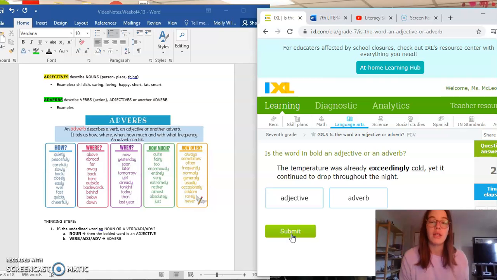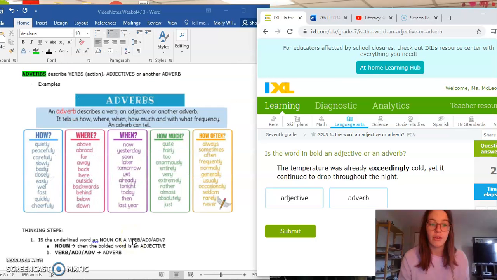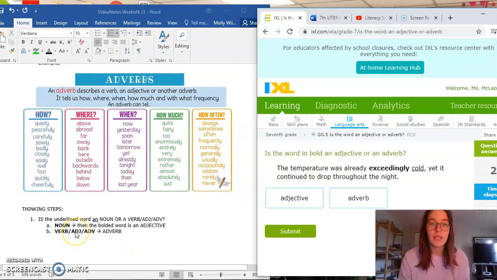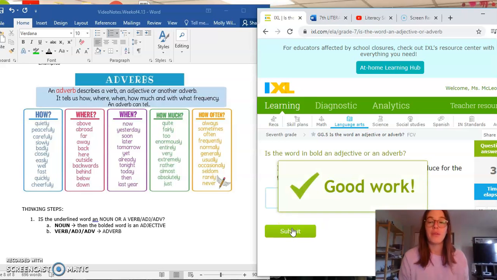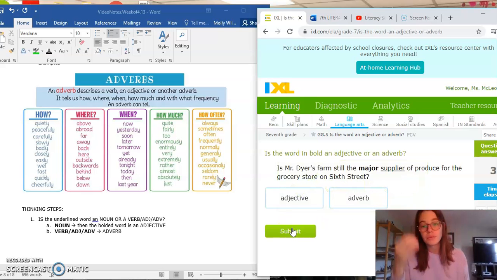The temperature was already exceedingly cold. Cold describes temperature, which is an adjective. So since it's an adjective that's underlined, that means an adverb is describing it. Plus I see it ends in ly. And how cold is it? That's a word that describes how cold something is. So adverb. I'll do one more and then you guys are good to go.